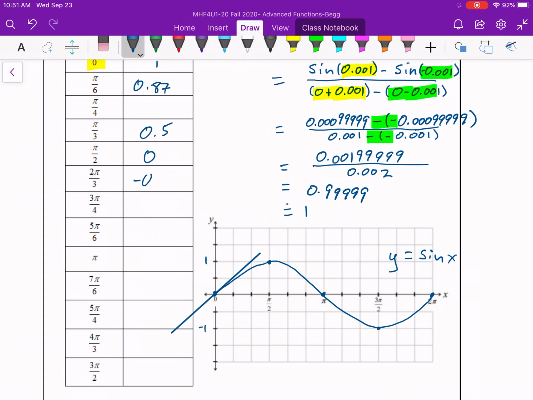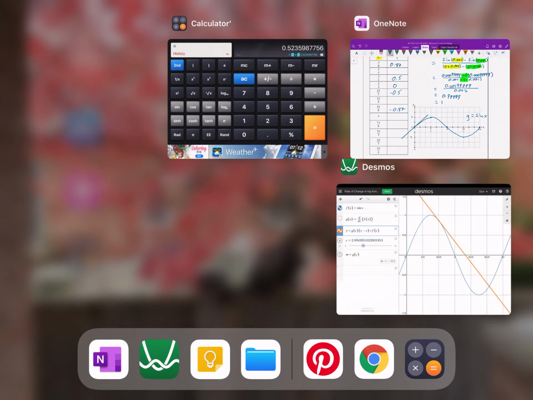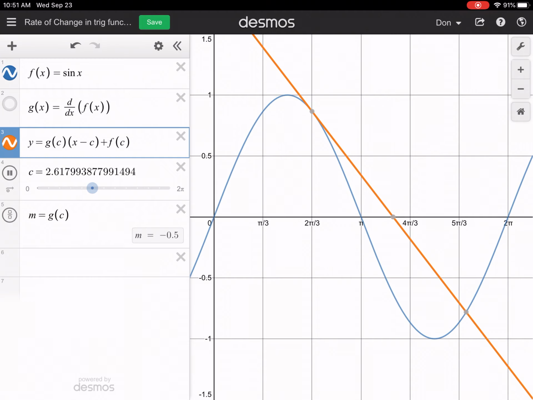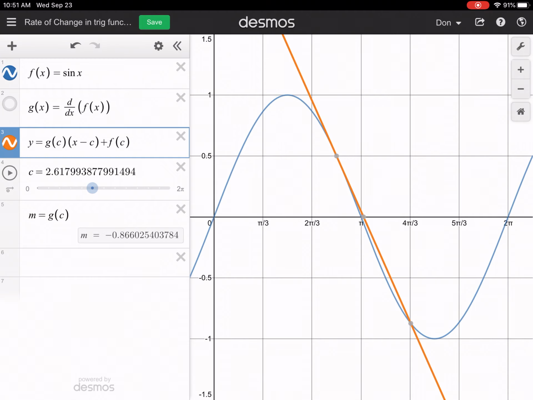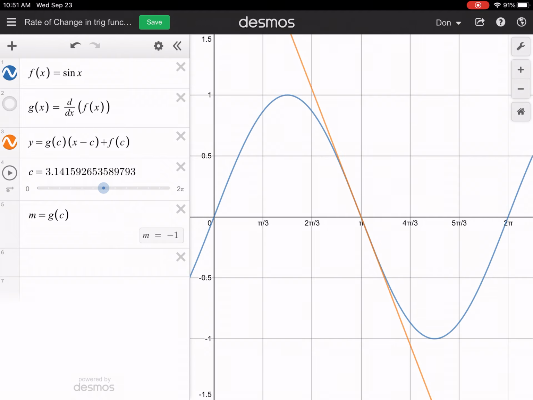And that means that we can probably start to predict. Again, I'll skip over the one with the base of 3 pi over 4, but 5 pi over 6 I'm going to predict is negative 0.87 as my slope of my tangent line. Let's just confirm that. And it is. And then at pi exactly, we're back to a slope now of negative 1.